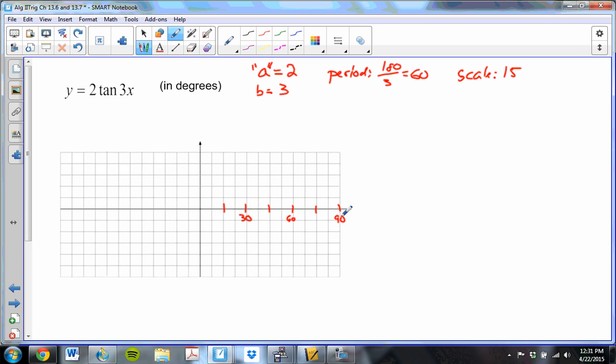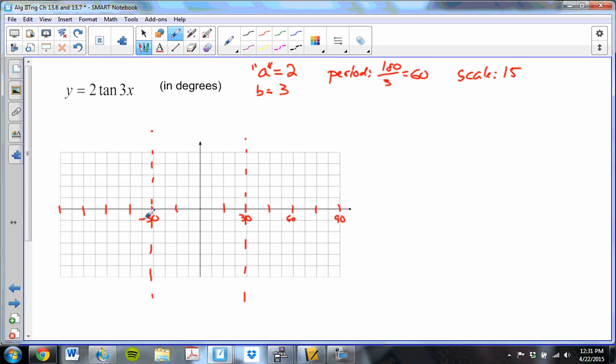So negative 15, negative 30, negative 45, negative 60. I think I jumped too far there. And it's always going to be 2 to the left and 2 to the right for your asymptotes. So 1 here, 1 here.